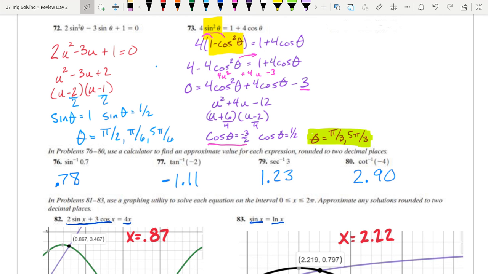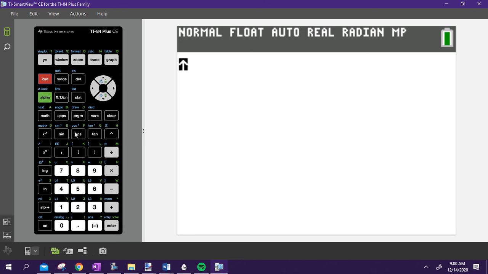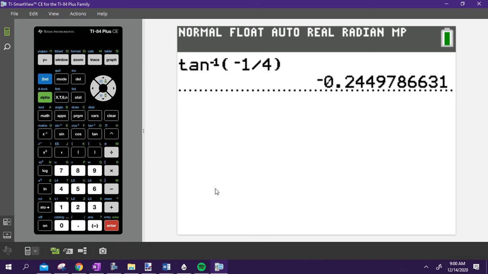Other questions on 72 through 83? Yes, ma'am. 80. Inverse cotangent of negative 4. Do you have an inverse cotangent button on your calculator? So what button are we going to use instead? Second, tangent. So we're doing inverse tangent. I want to do inverse cotangent at negative 4. So that means I'm doing inverse tangent at negative 1/4. You do the inverse at the reciprocal. So I'm doing inverse tangent at negative 1/4. I hit enter. I get this answer right here, negative 0.244.